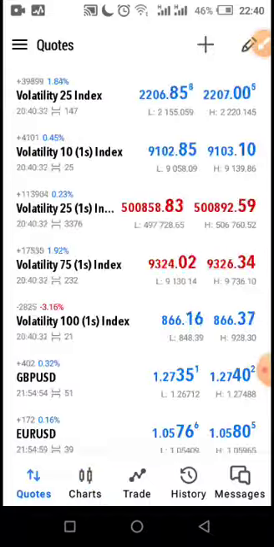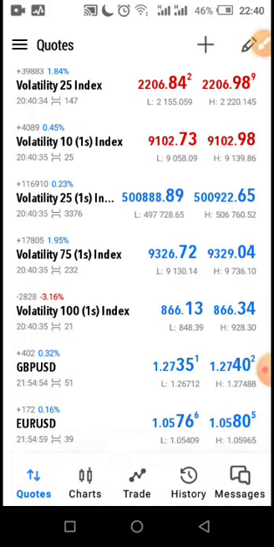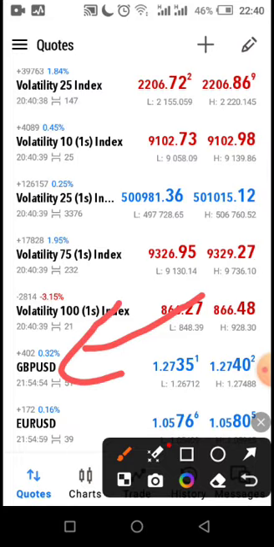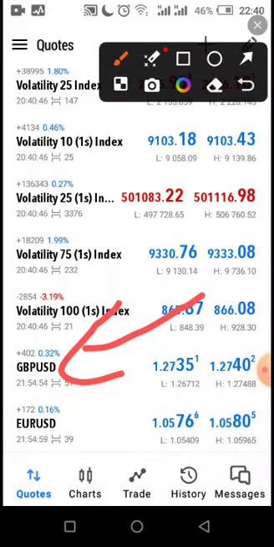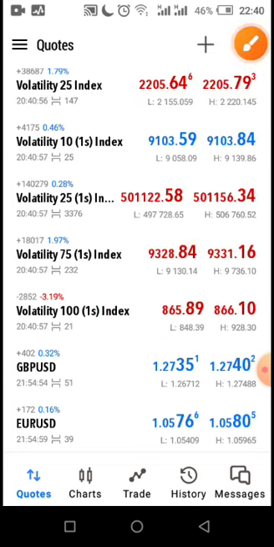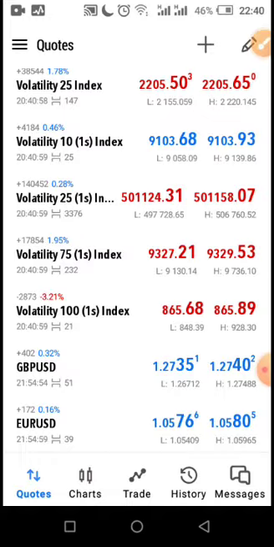Now, another asset class, besides synthetic indices, are currencies, or the forex asset class. So these will just be currencies of countries, and they will be traded in pairs. You won't be trading one currency on its own, unless you are trading currency indices, but currency indices are not good for trading.